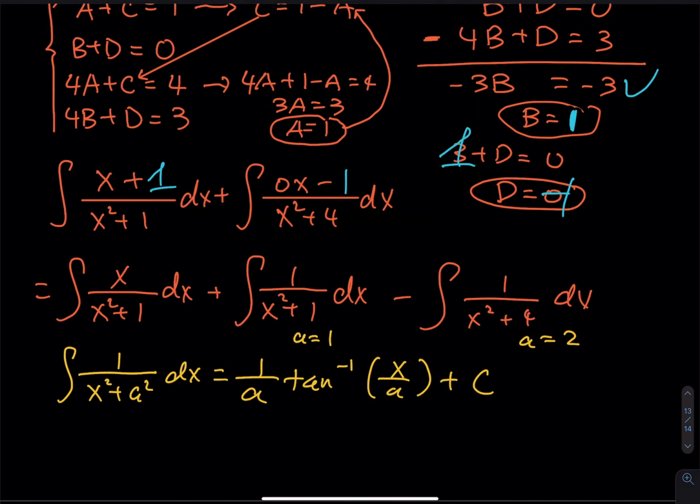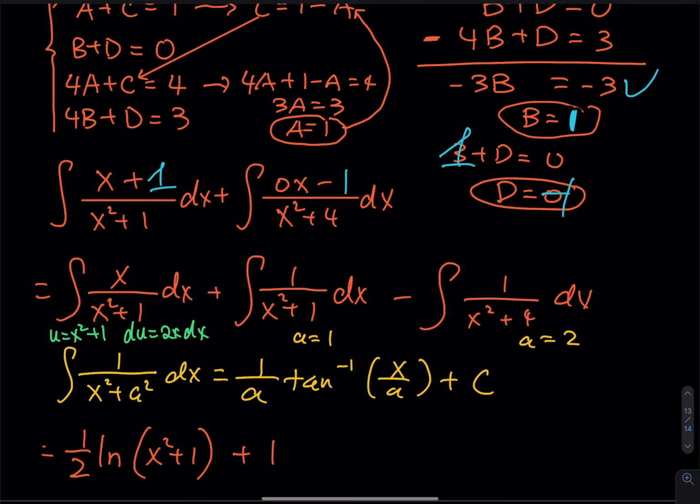This one, you can let u equal x squared plus 1, and then du is equal to 2x dx. So the x on top will be cancelled. And then you have, what do you have right there? You definitely have a 1/2, and then ln of, oh, you don't need absolute value, x squared plus 1 is positive. And then the second one, a is equal to 1, then you have 1 over 1, so you only have an inverse tangent x over 1.